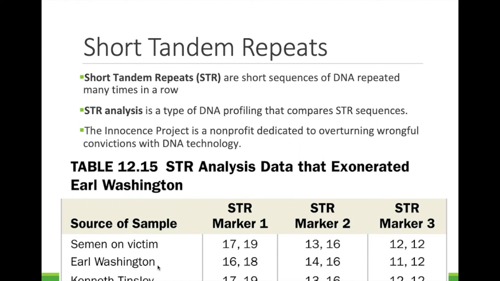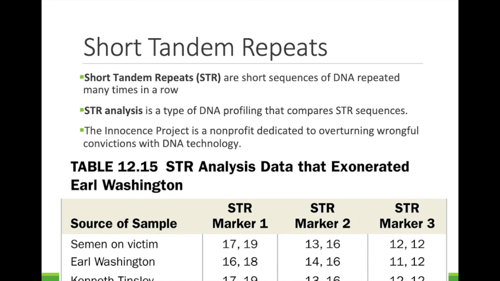So Earl Washington was sentenced to death for a rape and murder and lived for 16 years on death row. When the DNA was sampled, it showed that Earl's DNA did not match the DNA found at the crime scene, so he was actually innocent. The person who did match was already convicted for a different crime, and because his DNA sample had been put into the system, it was able to match with the victim's.